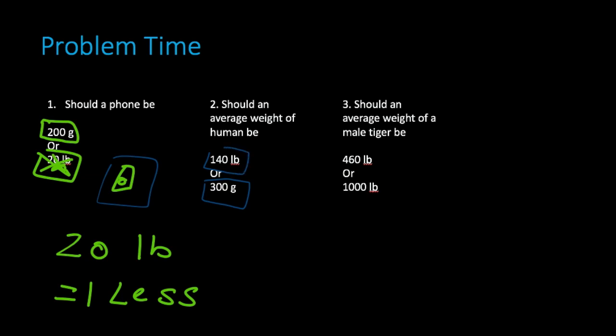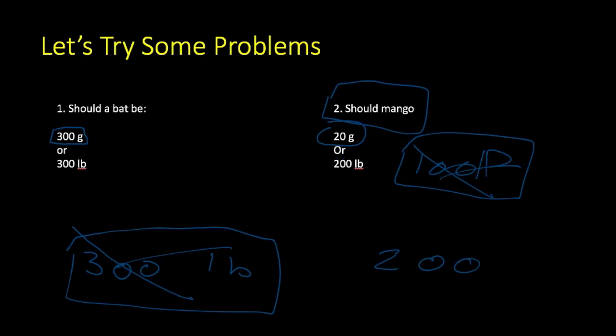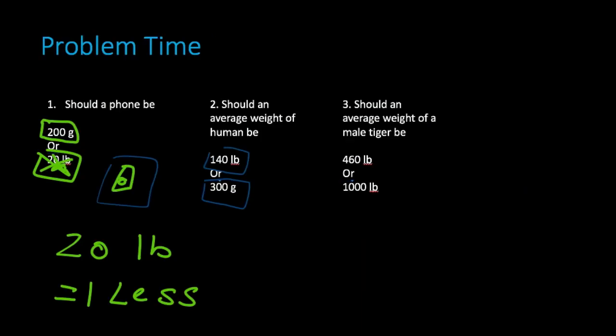If you look back at our previous problems, these are all small items like a cricket bat or a baseball bat and a mango. These are all pretty small, and we got 300 grams and 20 grams. But since we're now dealing with an average human, it should not be that small, because humans are actually pretty big, not in weight, but they're bigger than iPhones and items and everything. So our answer here would be 140 pounds. Now, let's move on to the next one.